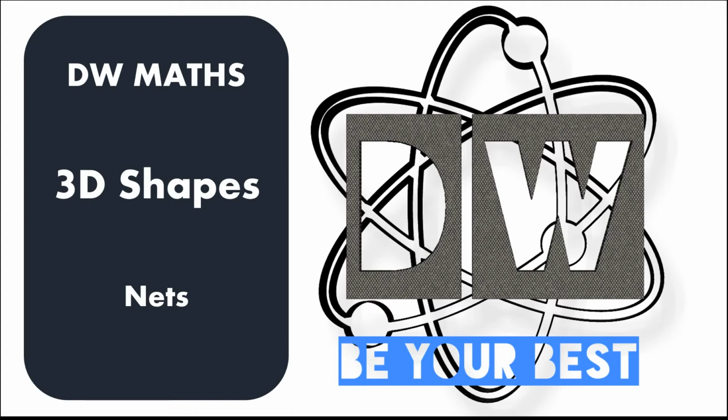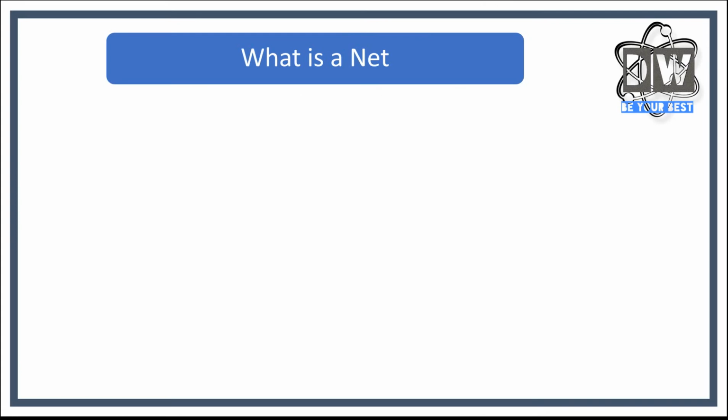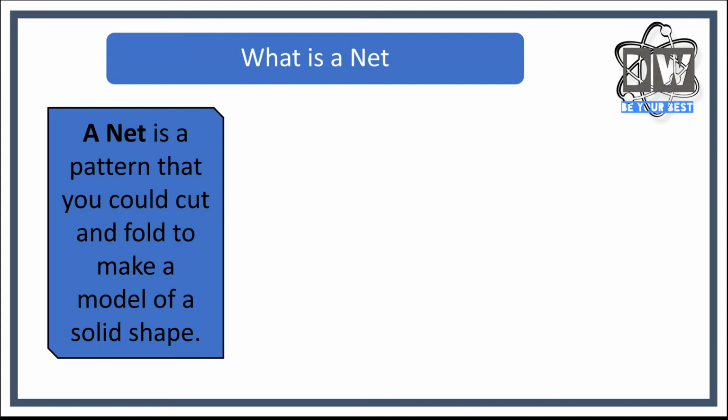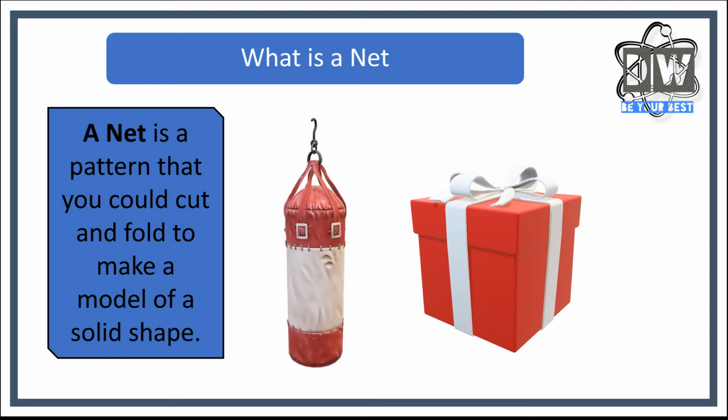This one is on 3D shapes and nets, and the nets are very simply what we would sort of draw out and cut out to create shapes. So a net is a pattern that you would cut and fold to make a model of the solid shape. You've probably all done it before when you were in primary school, where you drew out a shape, you cut it out and then you glued it together and it created a little box or a little sort of cylinder shape. I'm sure you've done it all before, and here are some examples of what 3D shapes we're looking at.